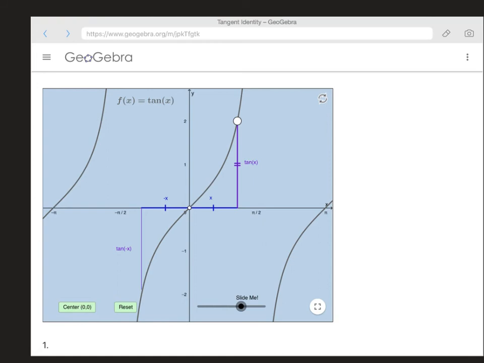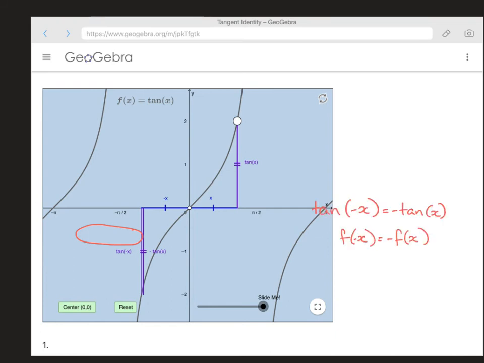Now I want to compare tan of negative x with tan of x, so the two purple lines. If I take the length of tan of x and I turn it round and I slide it across, what you find is that tan of minus x is negative tan of x, which has the pattern of f of minus x is negative f of x, which means that tan is an odd function.